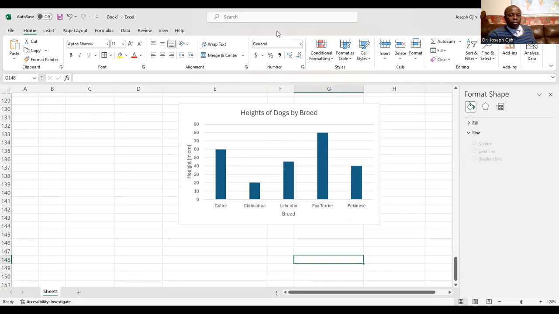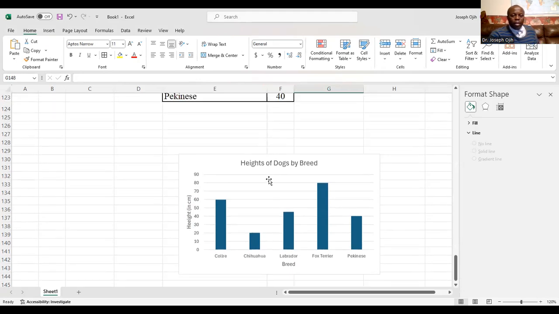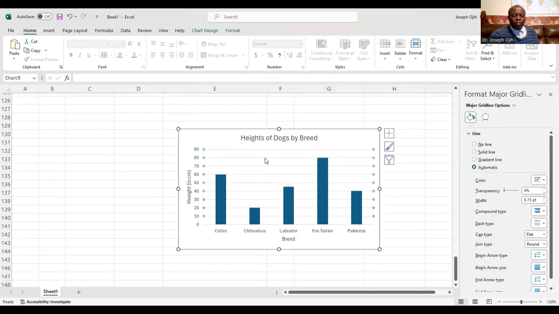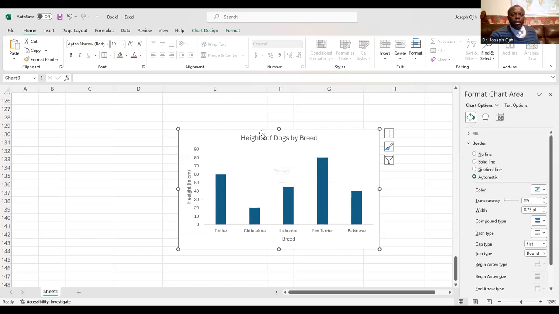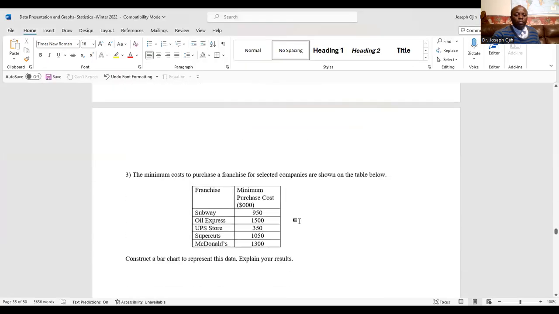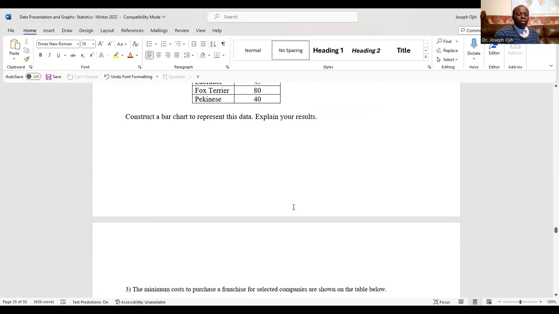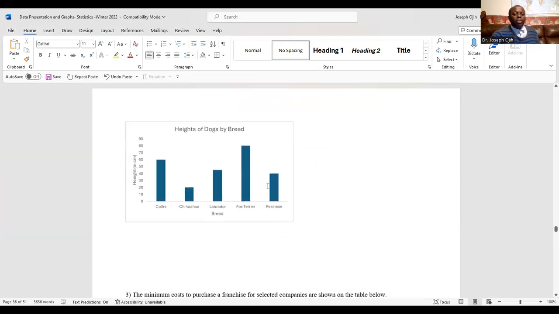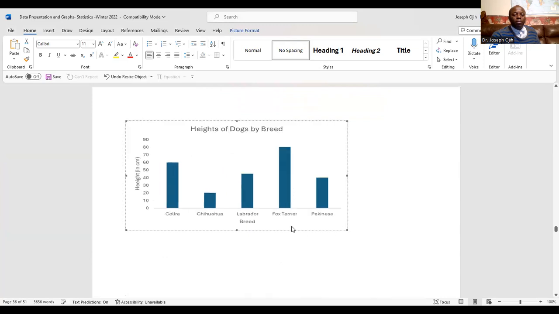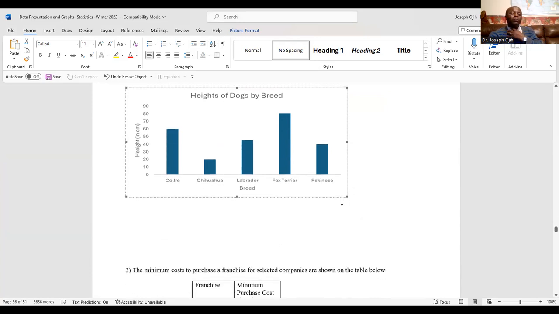All right, now you can now remove these grid lines. Just click on any of them and press the delete key. They're gone. Then click at the edge here. Control C. Go to your work. Do Control V to paste it. So from this, you can even see that the fox terrier is the tallest. The smallest is the Chihuahua, the shortest. This one is more easy than the other ones.